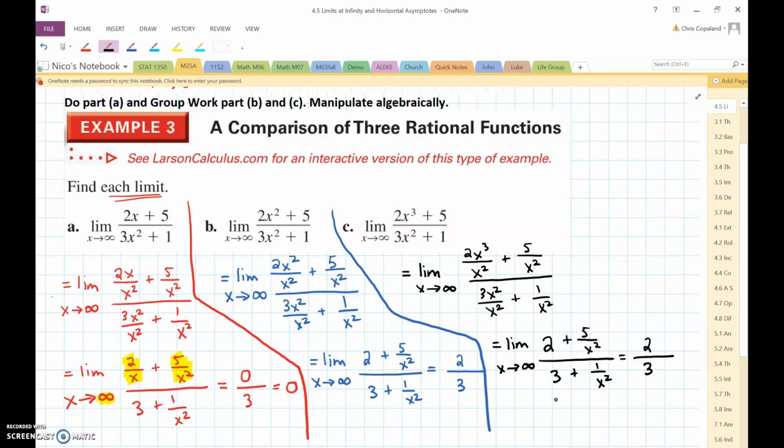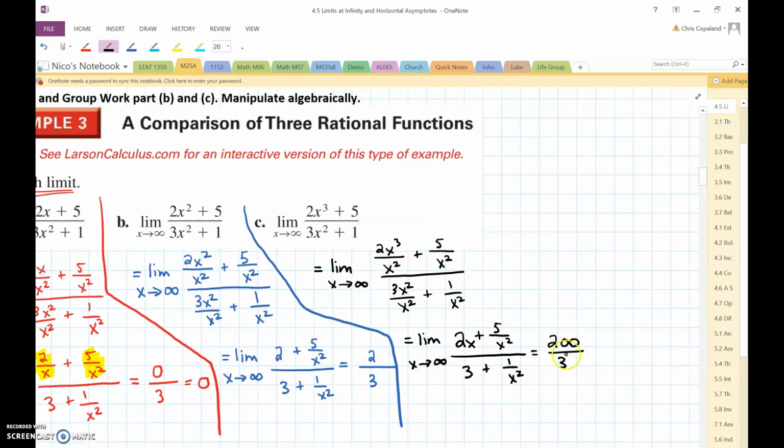Oh, I messed up here. There should be an x here. So that changes everything. This is really going to be 2 times infinity all over 3, okay? And 2 divided by infinity plus 3. No matter what you're multiplying infinity by, it's still going to end up being infinity.